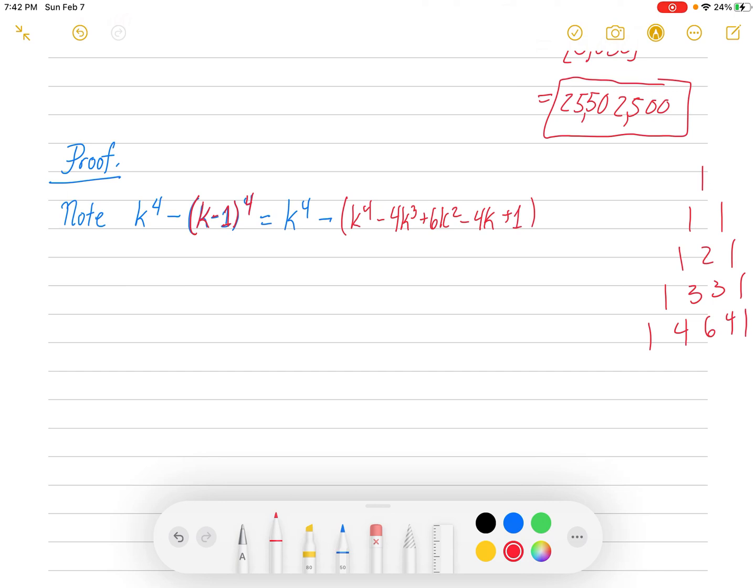That's what k minus 1 to the 4th power would be if we expanded that out, multiplying k minus 1 times k minus 1 times k minus 1 times k minus 1, repeatedly foiling that, I guess you could say. So notice here that the k to the 4th and the k to the 4th are going to cancel, and we're going to be left with a positive 4k cubed, right? The negative sign distributes, so we get positive 4k cubed minus 6k squared plus 4k minus 1. So that's what k to the 4th minus k minus 1 to the 4th is equal to.